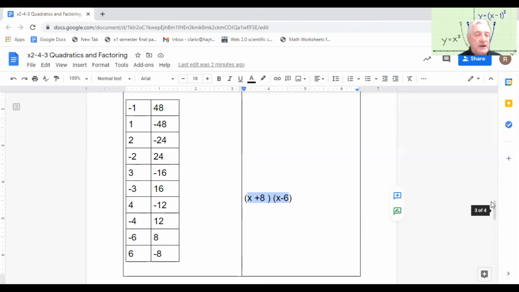And I told you the other day when we started quadratics, sometimes there's no real solution. Sometimes there's 2 solutions. The parabola crosses the x-axis at 2 locations. And sometimes, like the parabola behind me, there's only 1 solution. It touches the x-axis, it doesn't cross it.